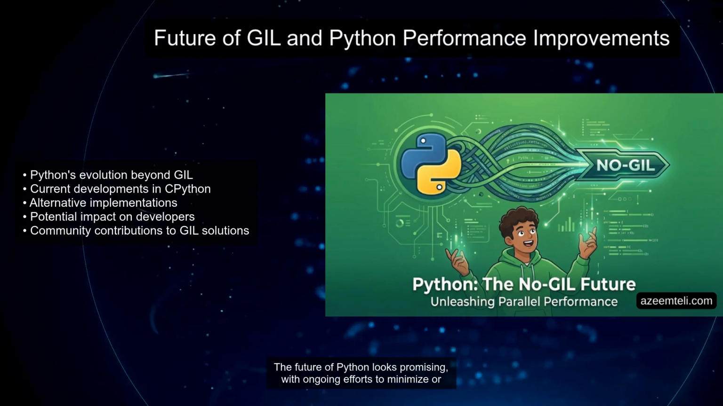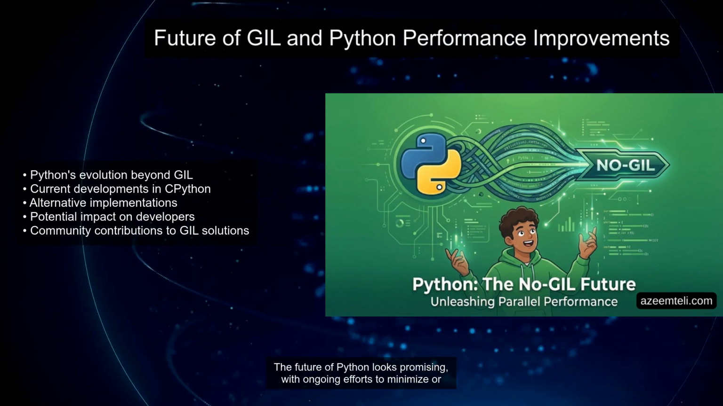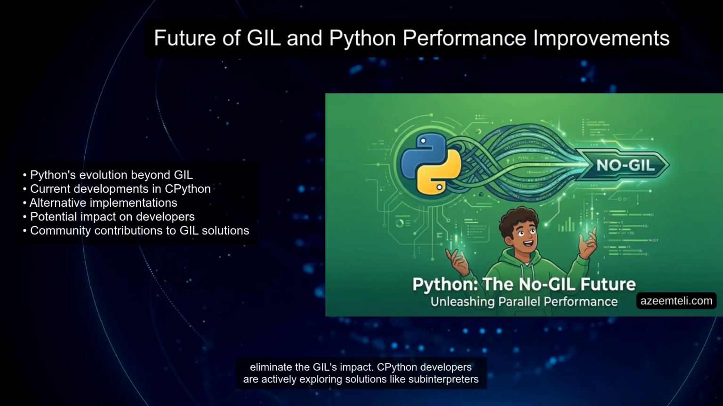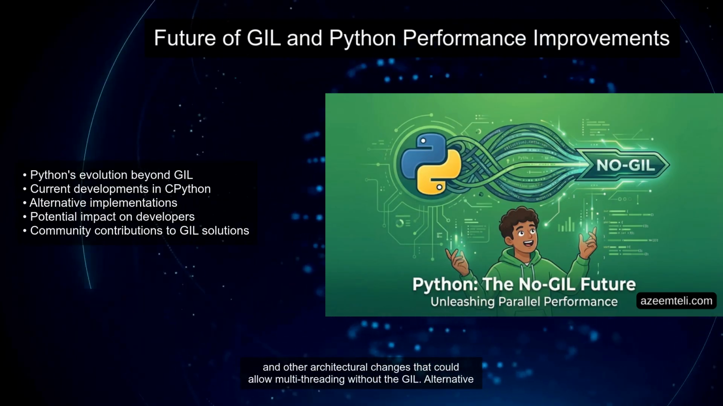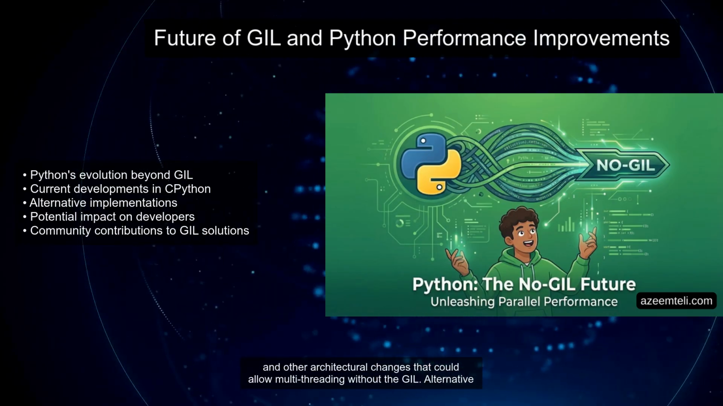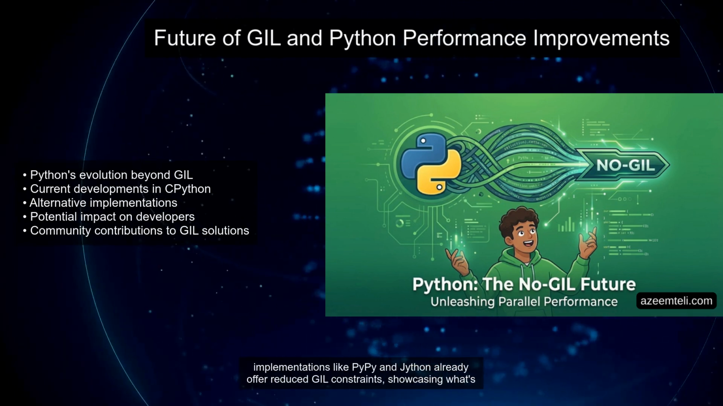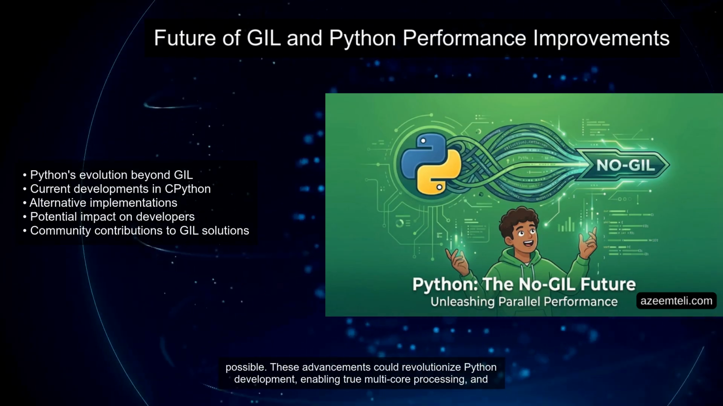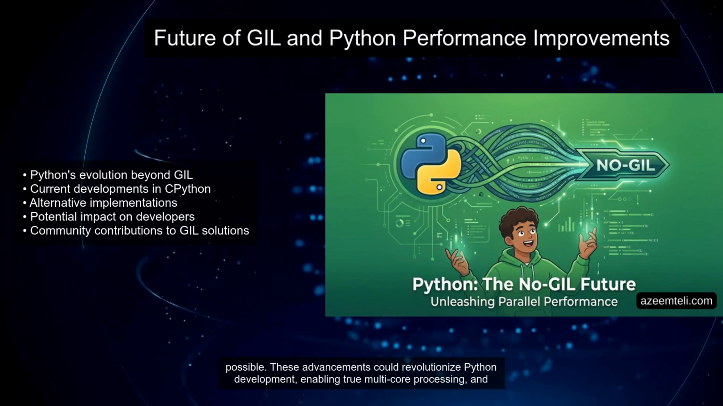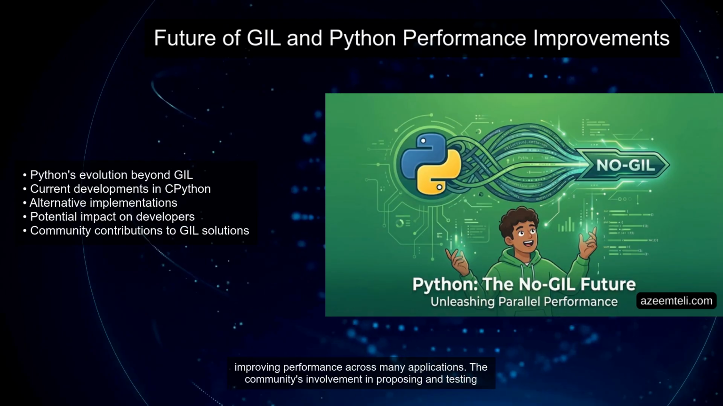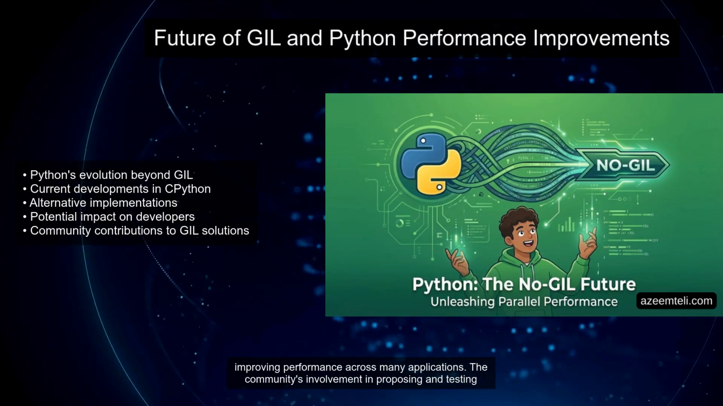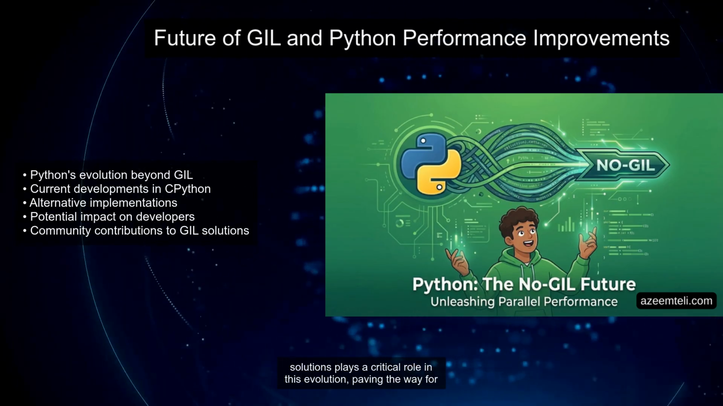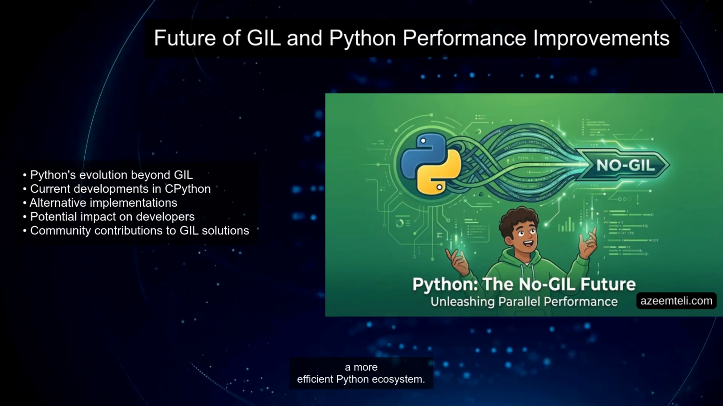The future of Python looks promising, with ongoing efforts to minimize or eliminate the GIL's impact. Python developers are actively exploring solutions like subinterpreters and other architectural changes that could allow multi-threading without the GIL. Alternative implementations like PyPy and Jython already offer reduced GIL constraints, showcasing what's possible. These advancements could revolutionize Python development, enabling true multi-core processing and improving performance across many applications. The community's involvement in proposing and testing solutions plays a critical role in this evolution, paving the way for a more efficient Python ecosystem.